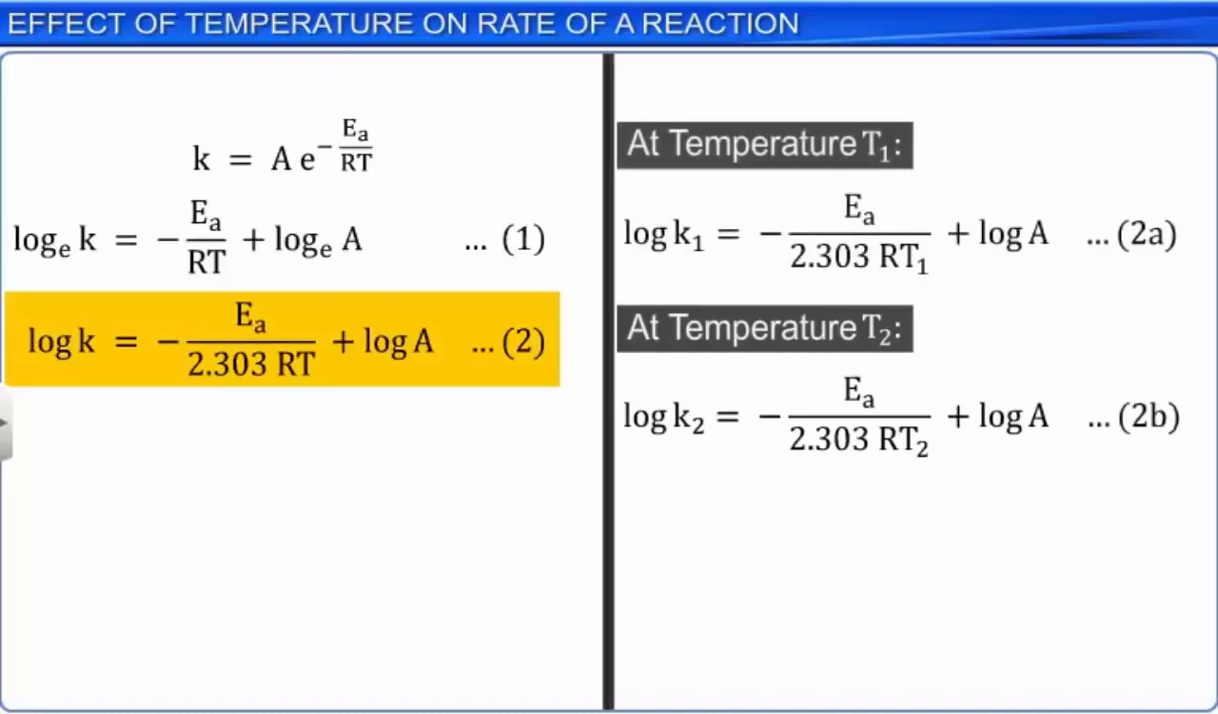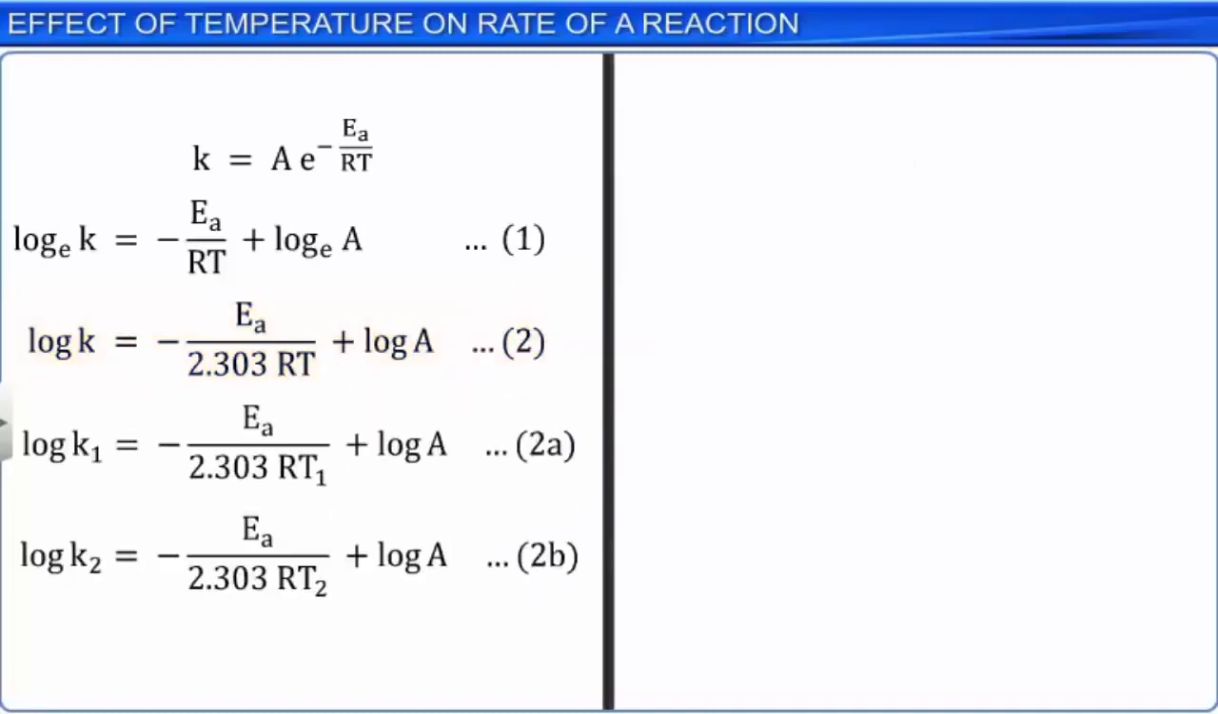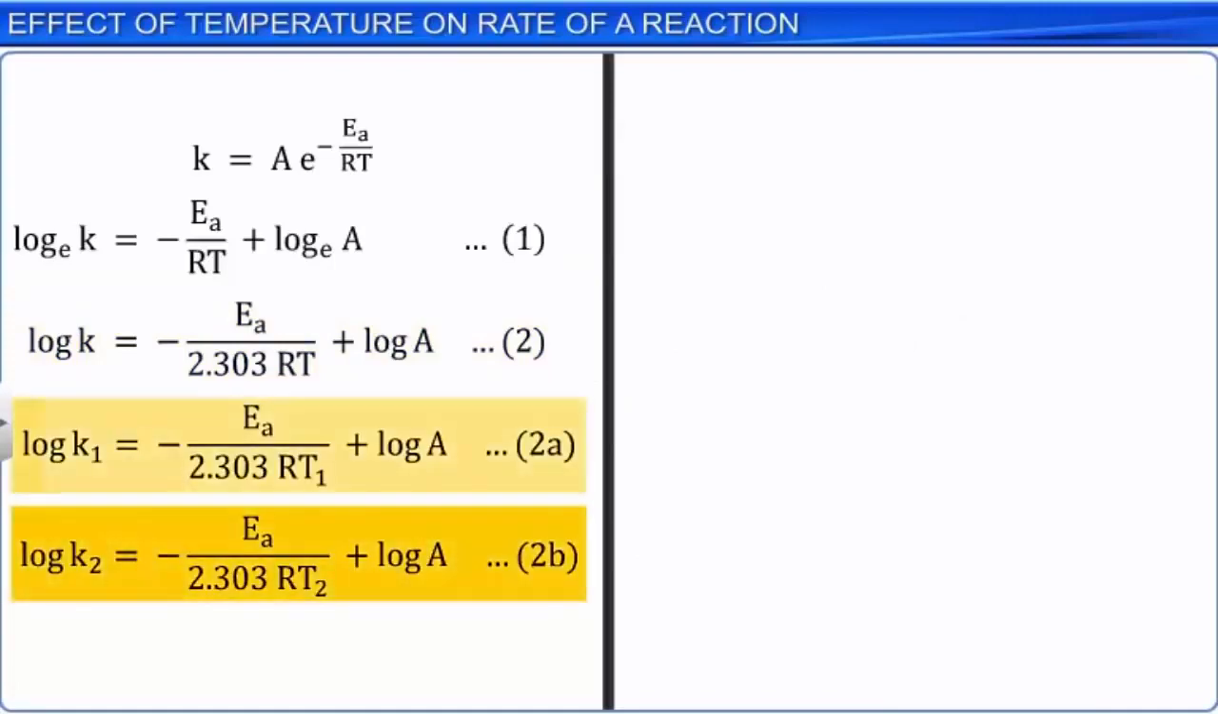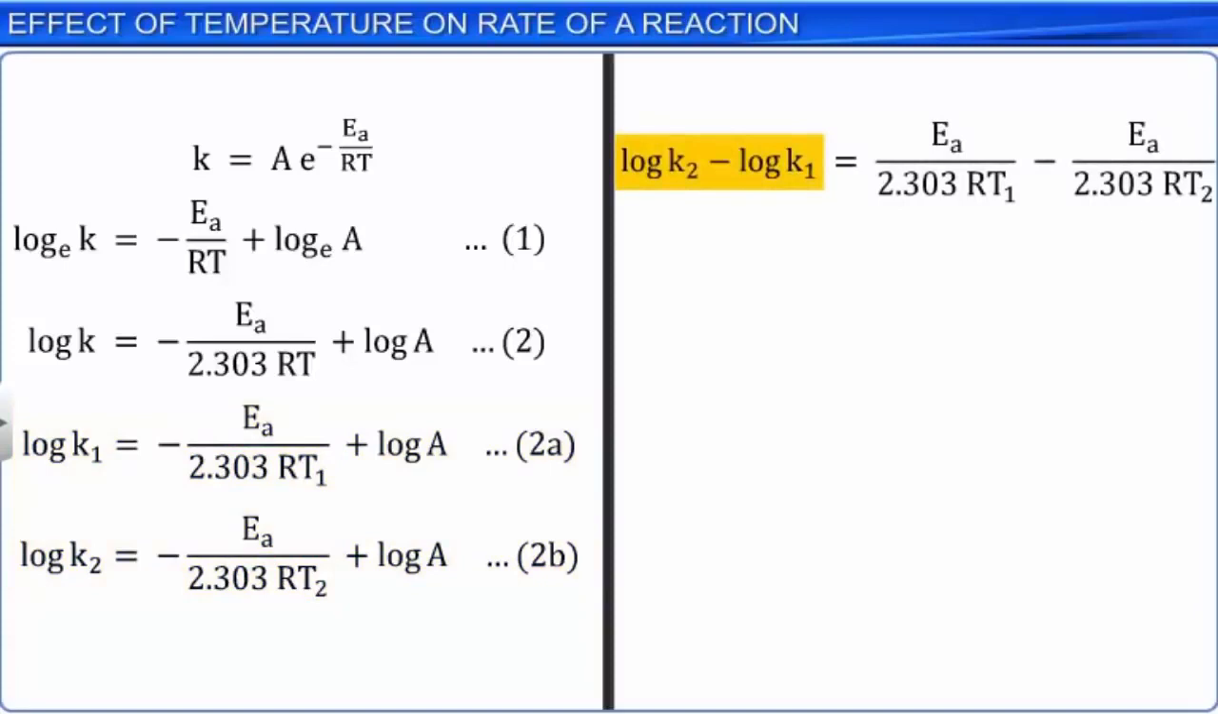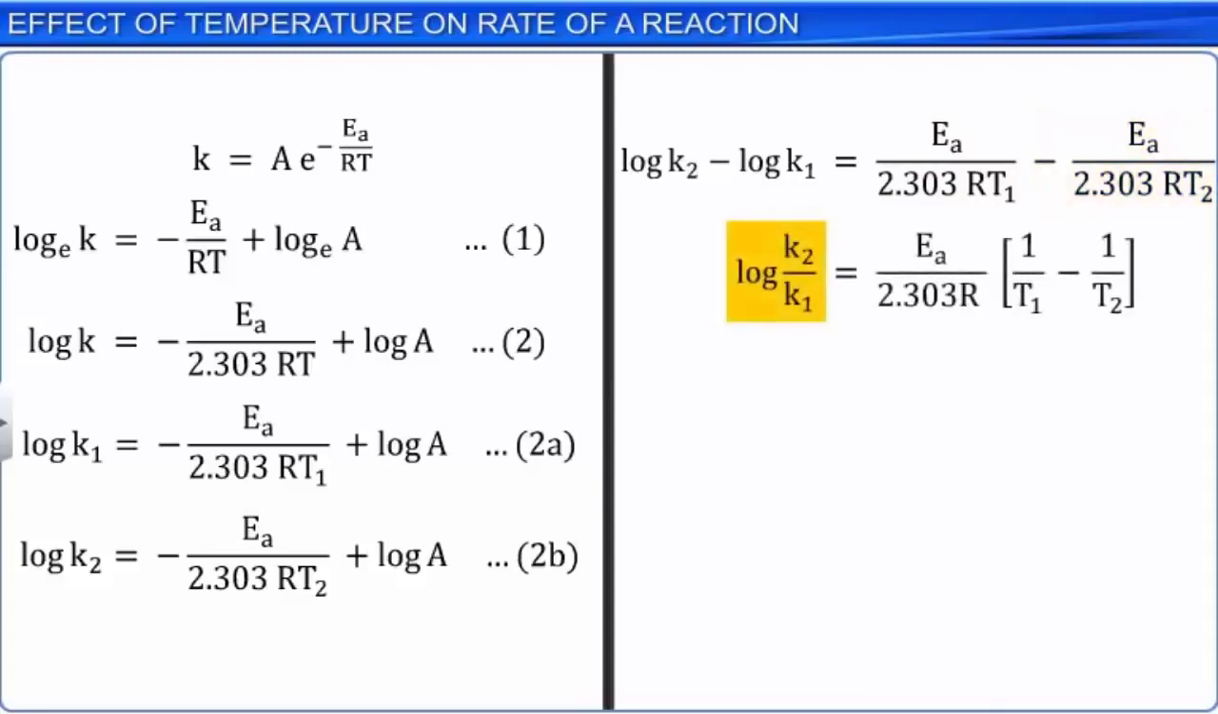On subtracting 2B from 2A, we get log K2 minus log K1 is equal to EA divided by 2.303 RT1 minus EA divided by 2.303 RT2, or log K2 divided by K1 is equal to EA divided by 2.303 R multiplied by 1 by T1 minus 1 by T2.